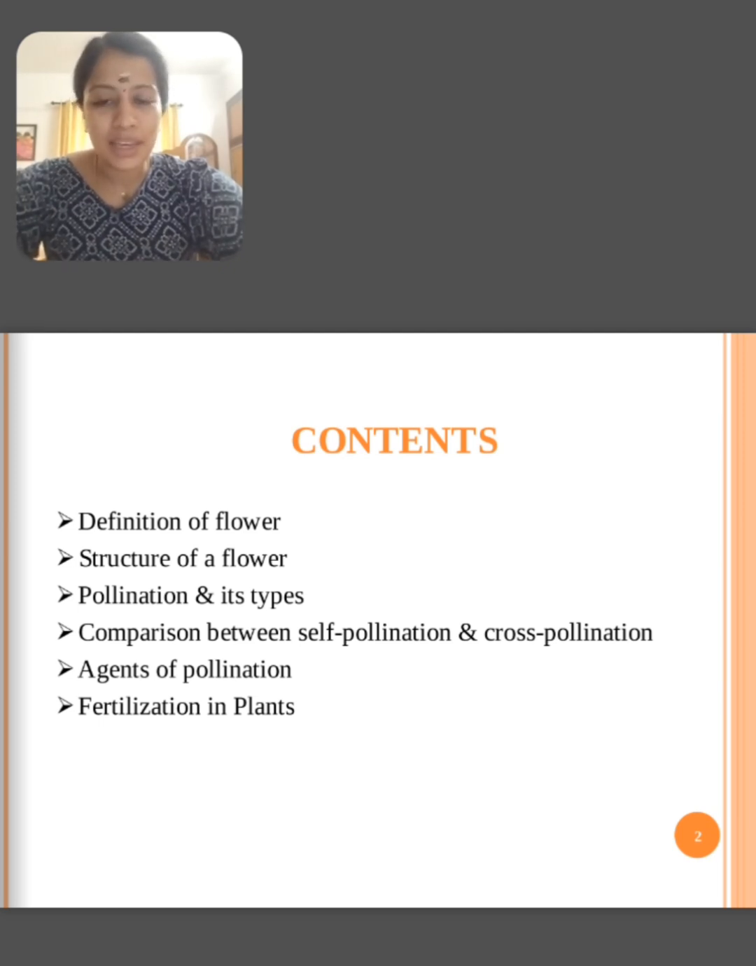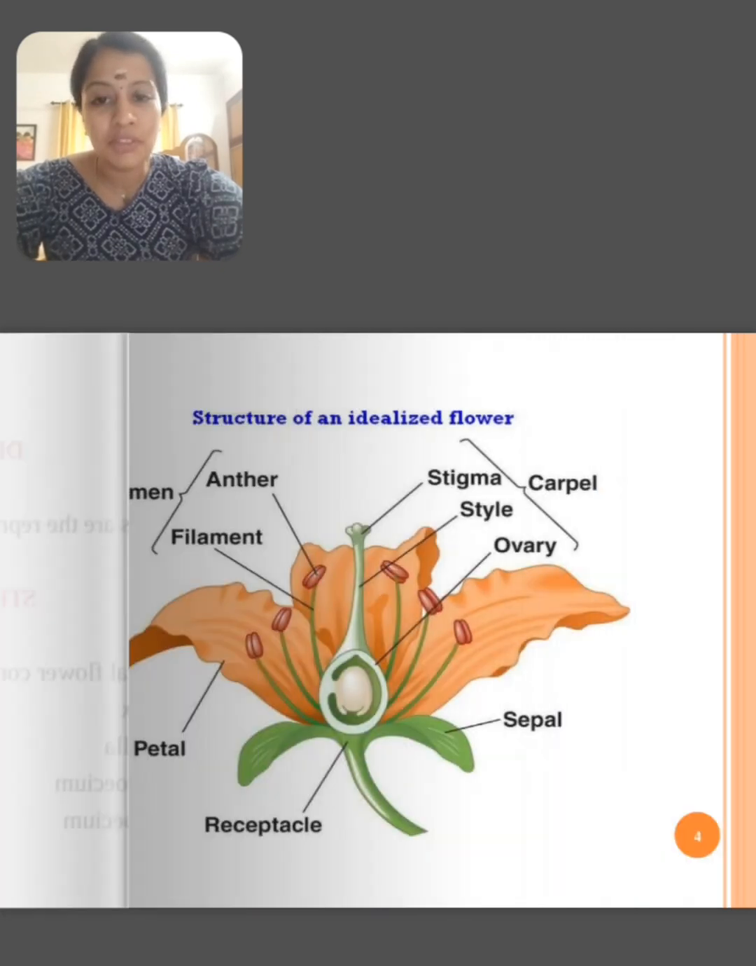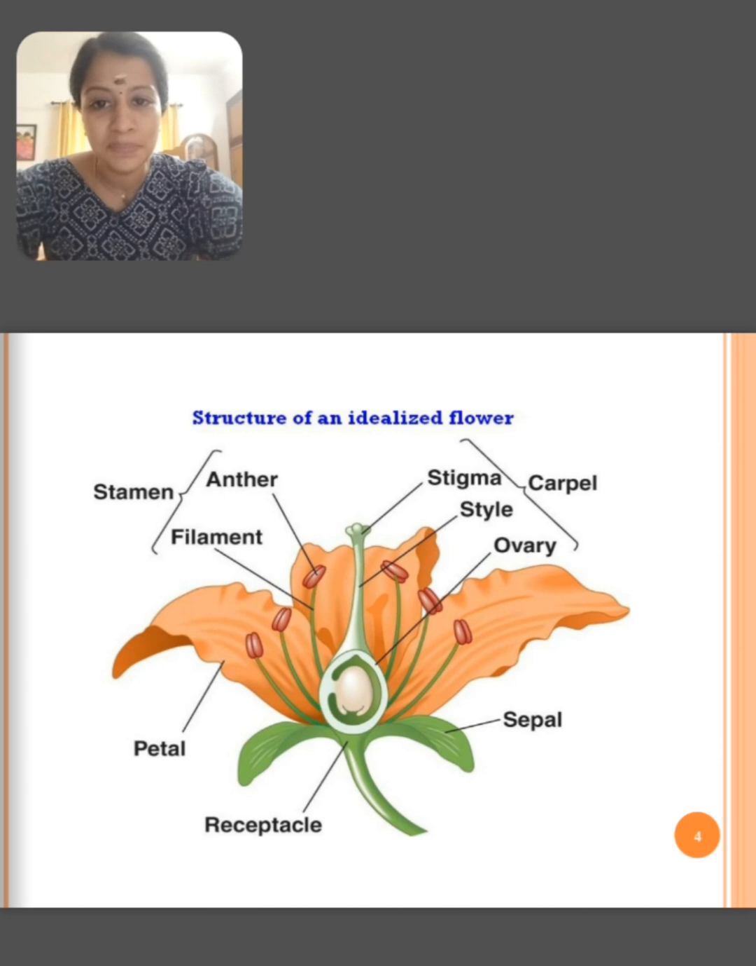We all are familiar with flowers. So moving on to the definition of a flower, flowers are the reproductive part of a plant. And looking at the structure of a flower, a typical flower consists of 4 parts: calyx, corolla, androecium and gynoecium. When we visualize the structure of a flower, here we can see stamen, carpel, petal, sepal and receptacle.